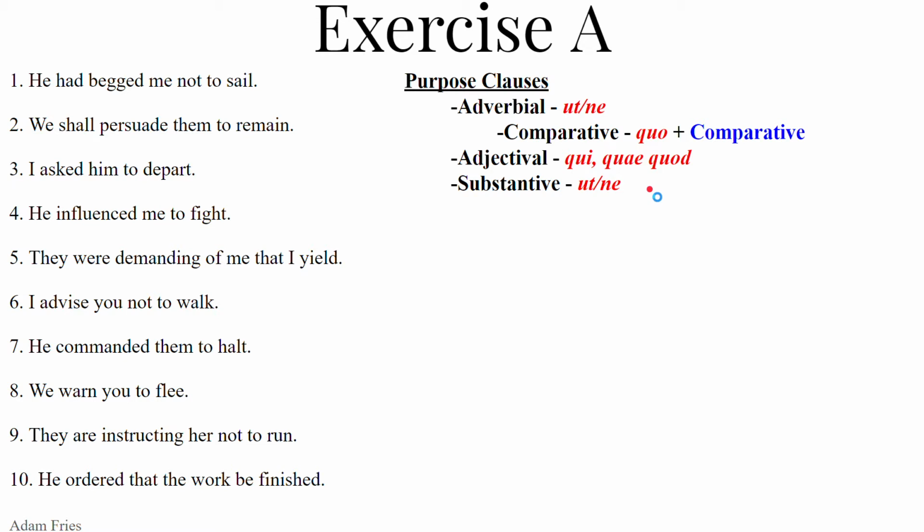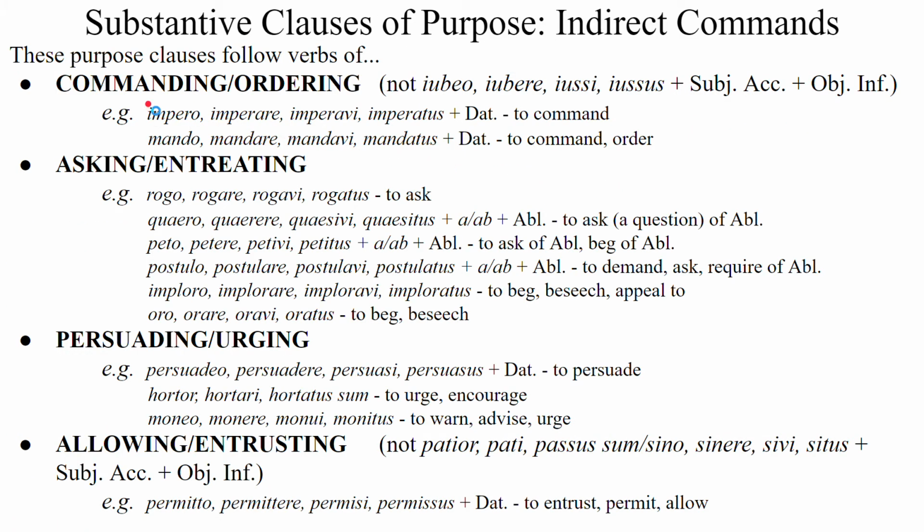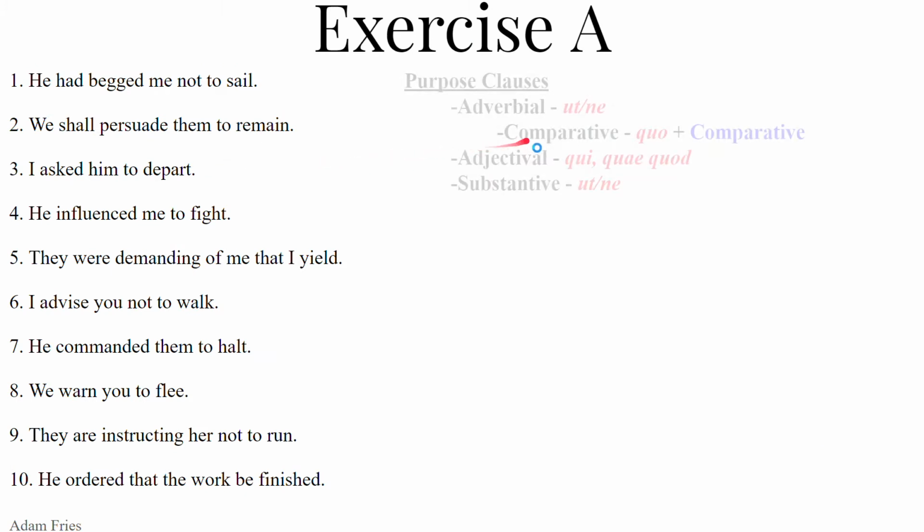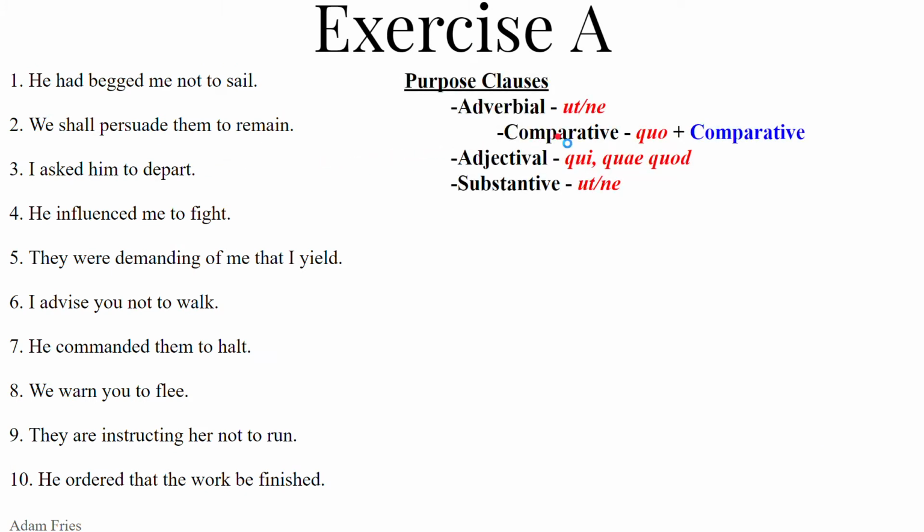These are noun clauses because they tell you what is being urged, what is being commanded, what is being asked, what is being allowed. What thing am I urging you, willing you to do, ordering you to do? That's going to be a noun clause. So like one big long noun.